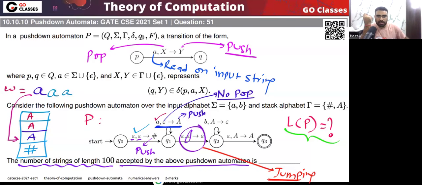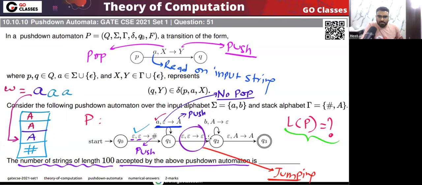We are not pushing anything. So here I can say that the stack is unchanged. And remember, on the input string, we are not reading any symbol. So without reading any symbol on the input string, without popping anything from the stack, without pushing anything on the stack, basically we are not changing anything. Without changing anything, we are jumping from q1 to q2.